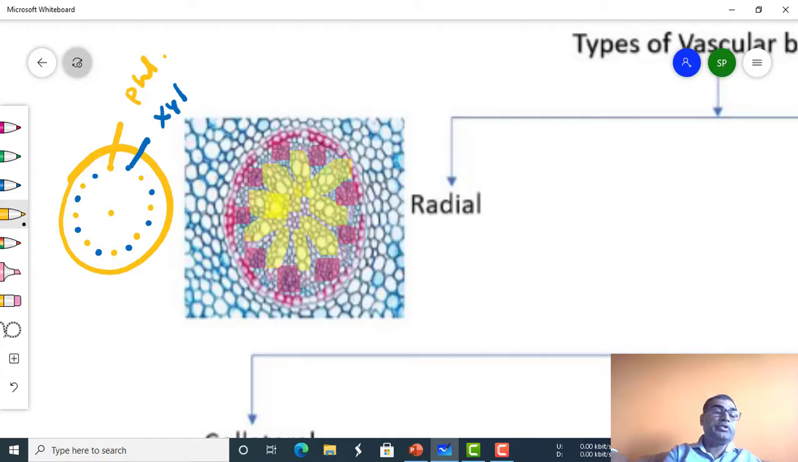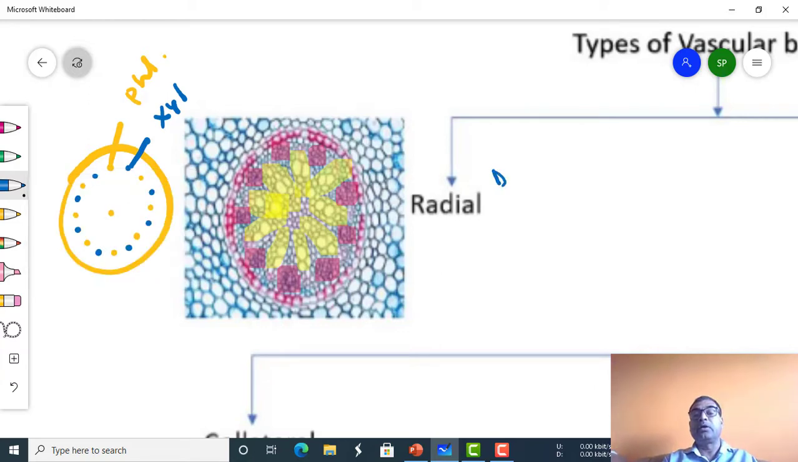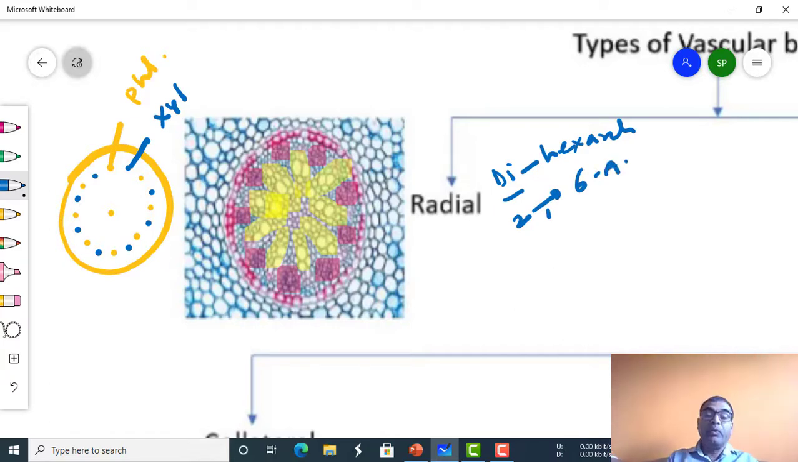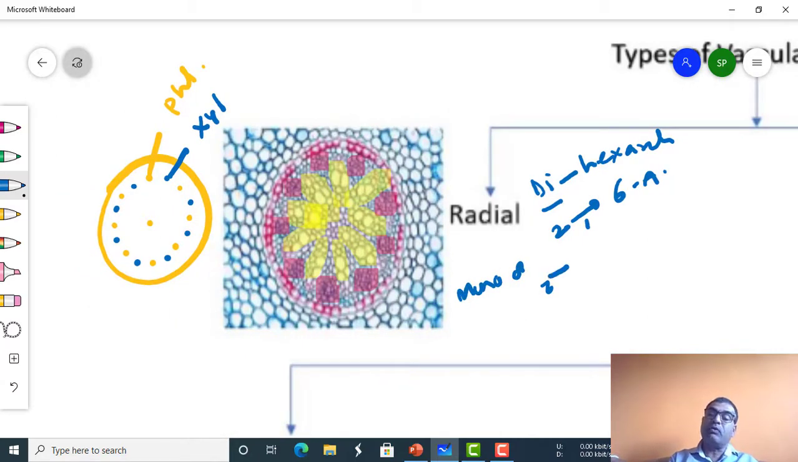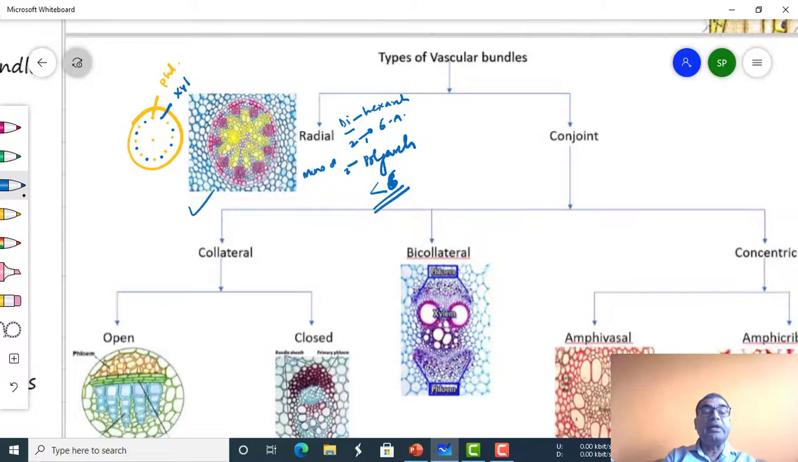Okay, so in case of dicot root, you will observe either diarch to hexarch condition. That means two arches of xylem to six arches of xylem. While in case of monocot root, you will observe the presence of polyarch condition. What is polyarch condition? If more than six arches of xylem are present, then it is called a polyarch condition. So this is a radial type of bundle.